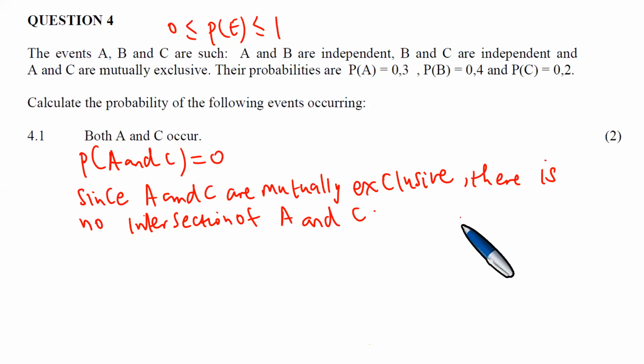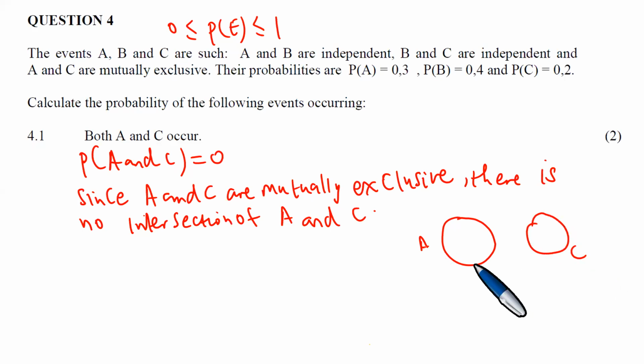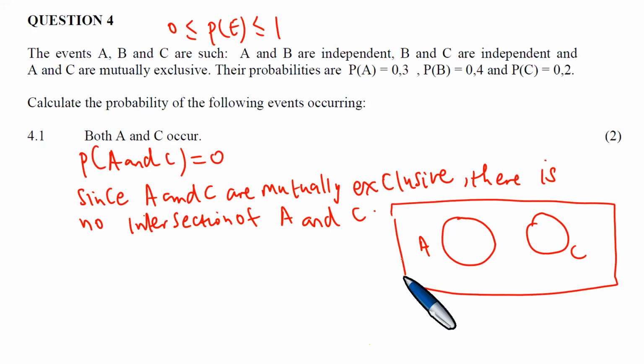In other words, if you look at event A and event C in a Venn diagram situation like this, they don't meet at all. They're separate. Because they're separate, they are mutually exclusive. So that's what we have.